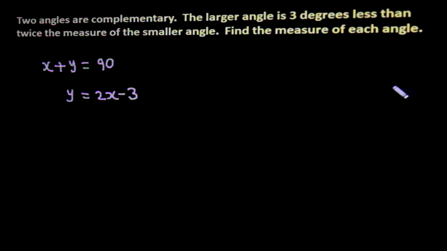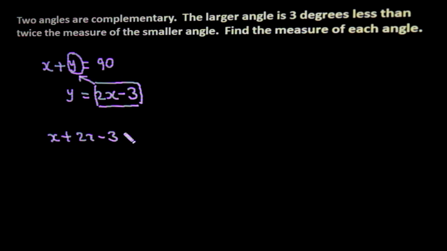Next problem. x plus y is equal to 90. Complementary means the sum of the angles is 90. y is equal to 3 less than twice the smaller angle. You have to substitute this value in the place of y. y means 2x minus 3. Substitute in the place of y here, so you write 2x minus 3. x plus 2x minus 3 is equal to 90.